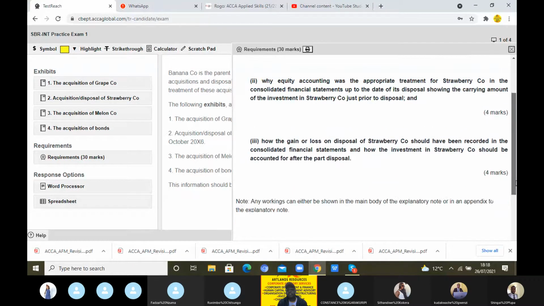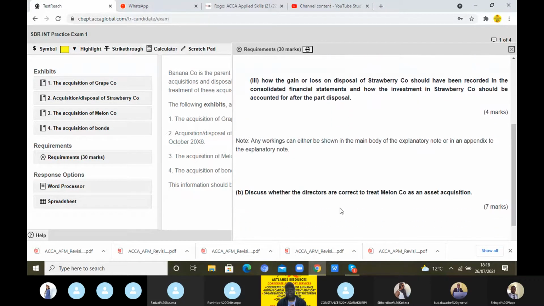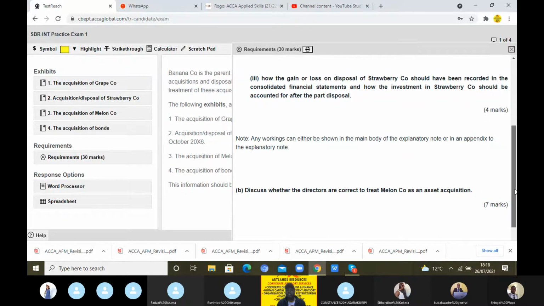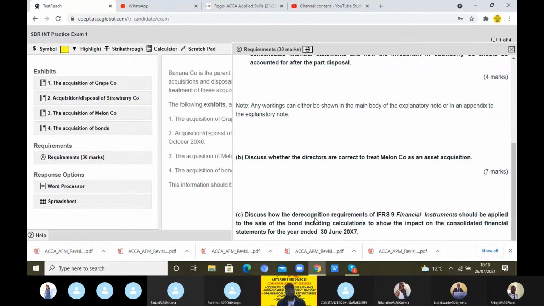And then next, discuss whether directors are correct to treat Melon as an asset acquisition. And then last, discuss how the derecognition provisions of IFRS financial instruments should be applied to the sale of the bond, including calculations to show the impact on the consolidated financial statements for the year ended. Okay, so there you go.